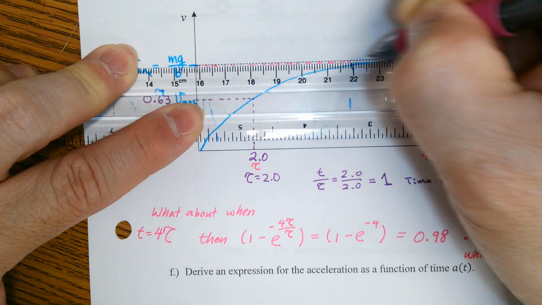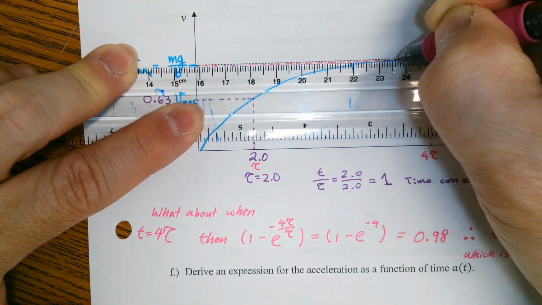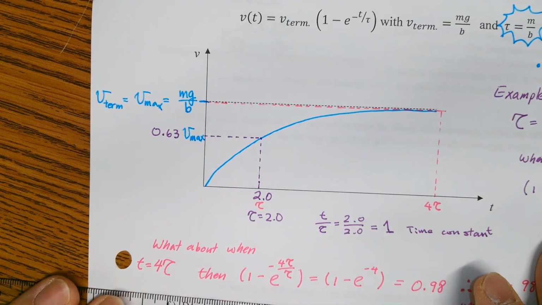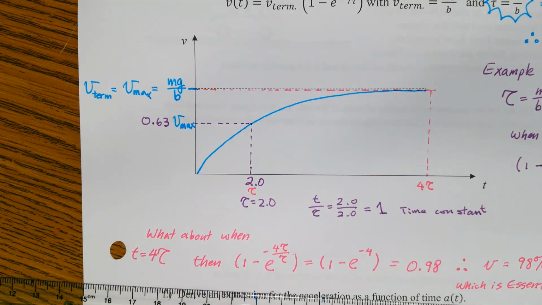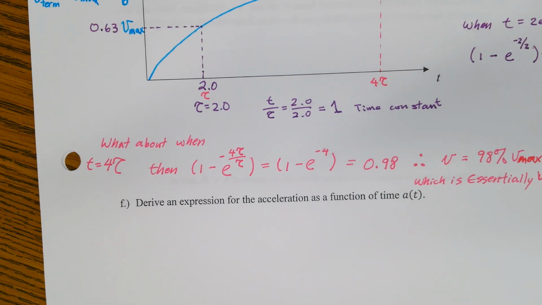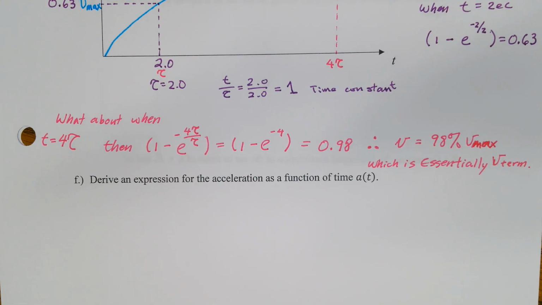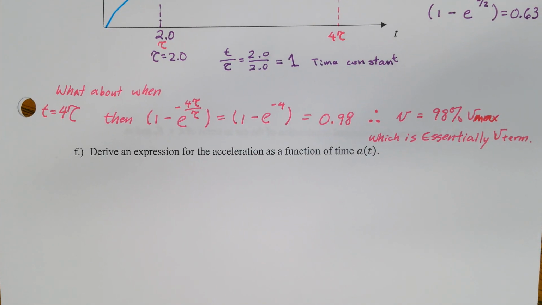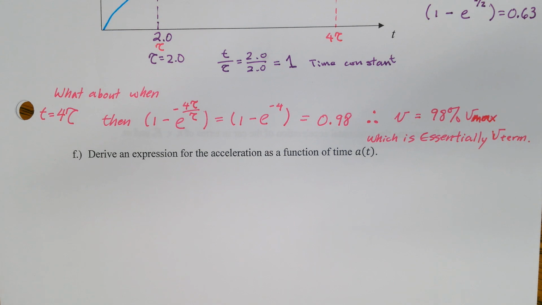Notice it is still under that dotted line. All right, you get the point, right? All right, last part will be derive an expression for the acceleration as a function of time, a of t.